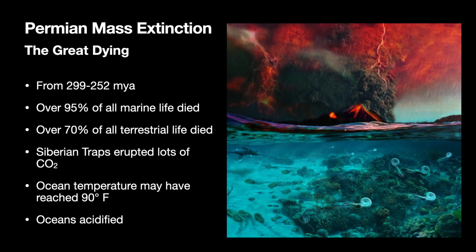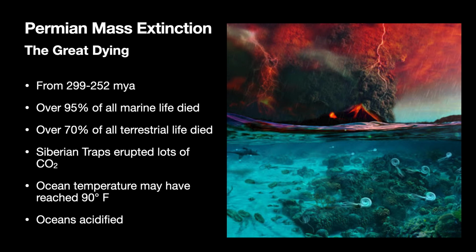Then we hit a mass extinction, the biggest one of all time. It's called the Permian. It's called the Great Dying. Okay? It takes some time to occur, but by about 252 million years ago, 95% of all life in the ocean is dead, all species. 70% of all species on land are dead. This is a big one. This is the biggest one of all time.